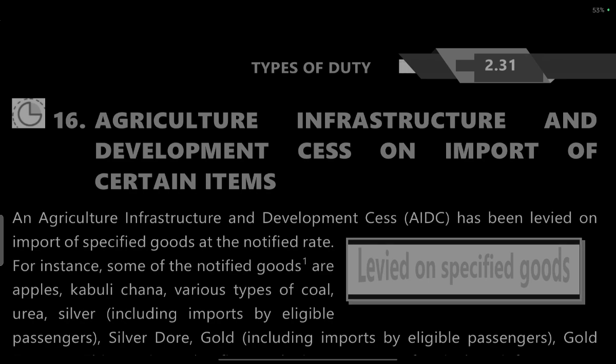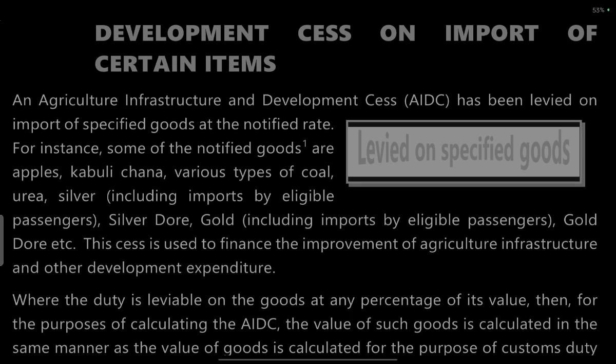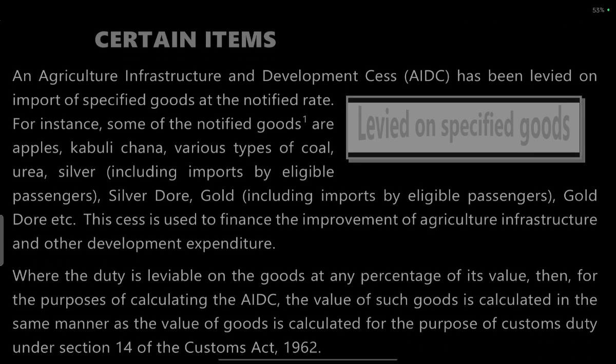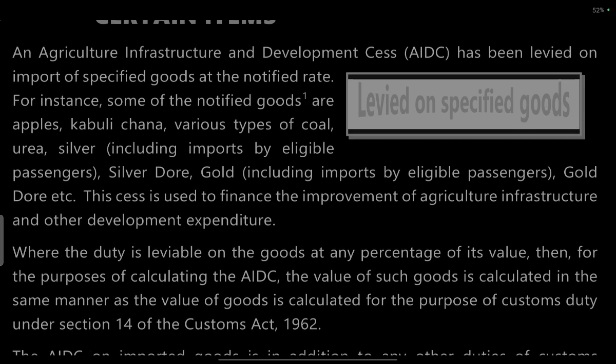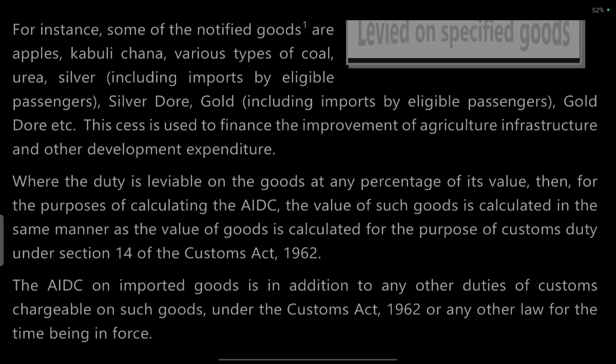Agriculture, infrastructure, and development cess on the importation of certain items. Agriculture, infrastructure, and development cess has been levied on the import of specified goods at a specified rate. For instance, some of the notified goods are apples, kabuli chana, various types of coal, urea, silver including imported by eligible passengers, and gold, including imports by eligible passengers, etc. This is used in financing improvement of agriculture infrastructure and other development expenditure.